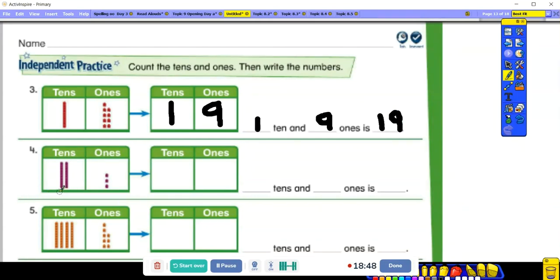Okay, over here, how many groups of 10? 2 tens. Now count the ones. 3 ones. Now let's count to see how many in all. 10, 20, 21, 22, 23. So again, 2 tens, 3 ones is 23.